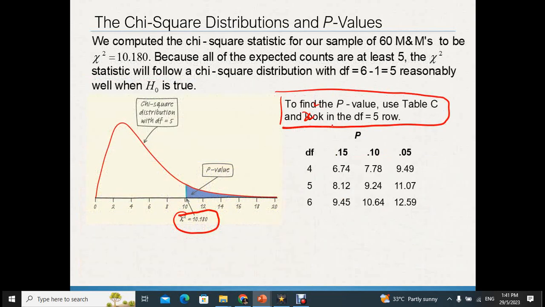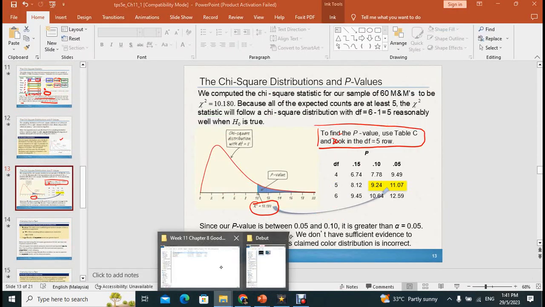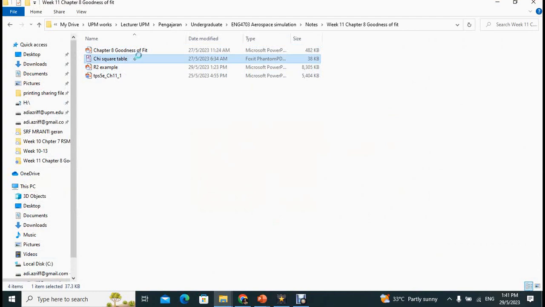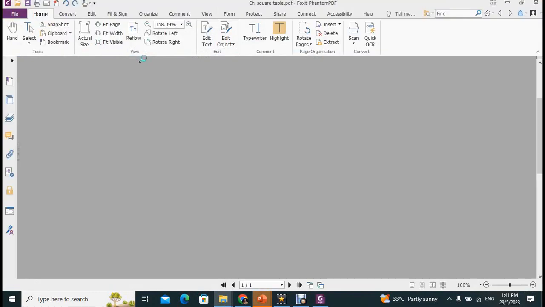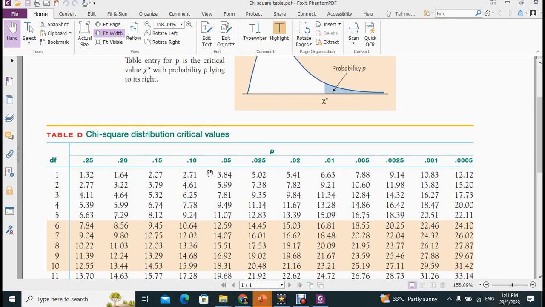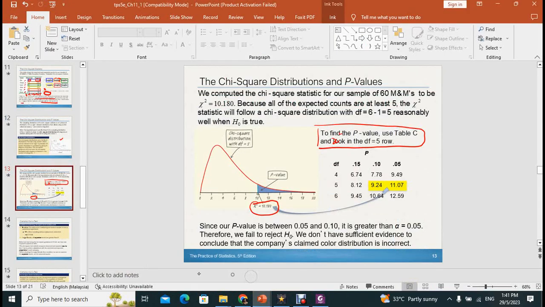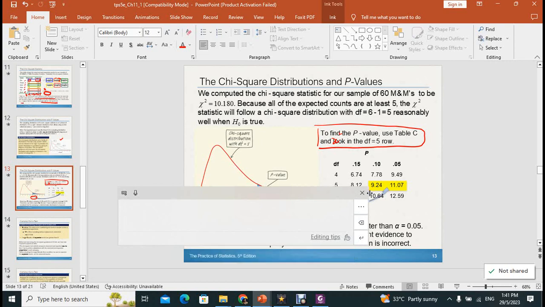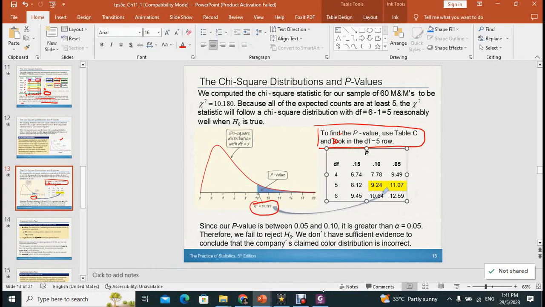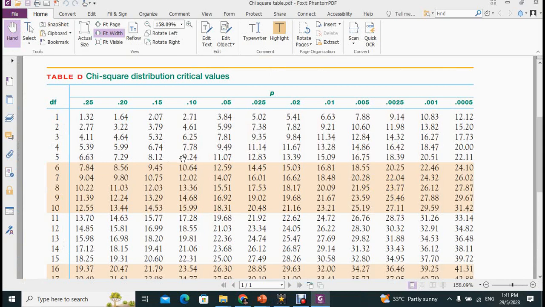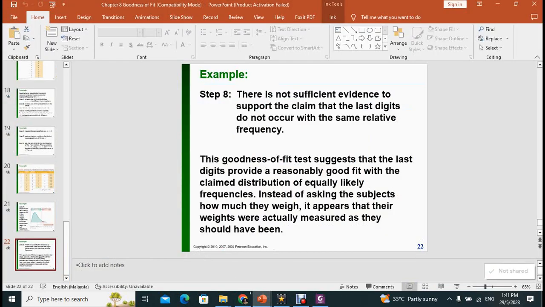So for the df row you need to open the given chi-square table. This is the chi-square table. Now your df is 5. Back to your data, your value is 10.18. Find 10.18 here. It is in between 0.1 and 0.05.